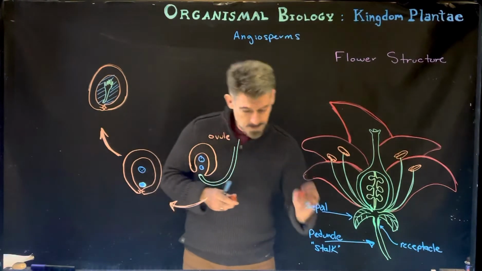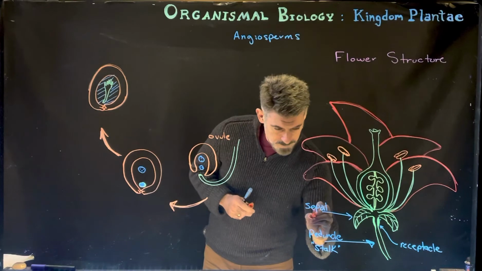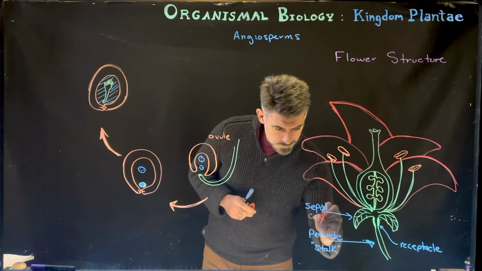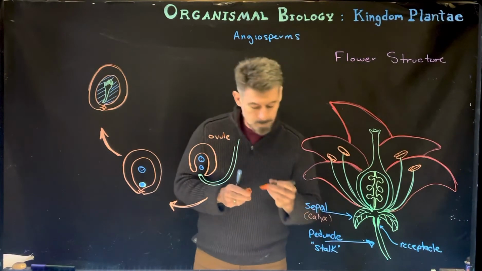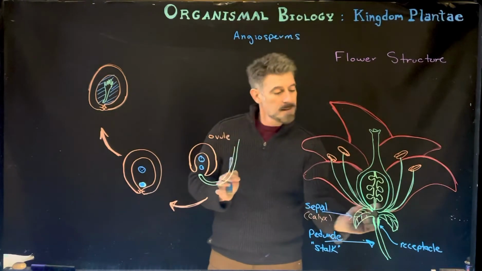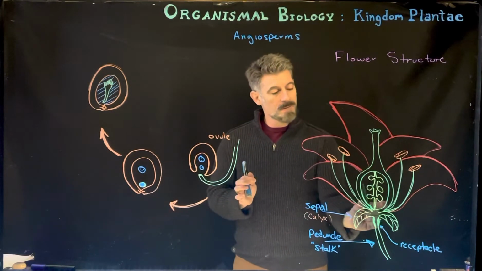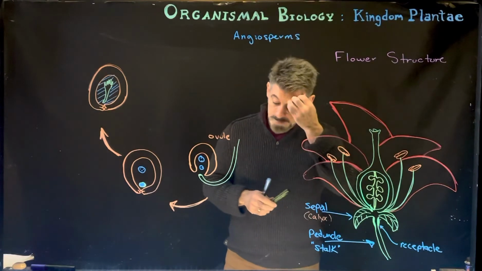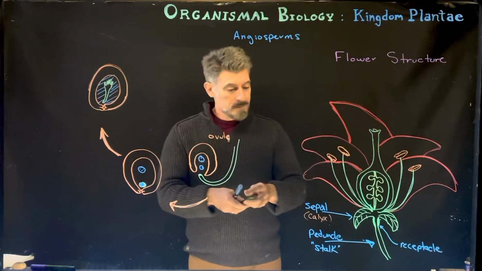All right. So sepal, also referred to sometimes as the calyx. Again, it covers the bud and then it opens up and it's like little green leaves that look like they're at the very base of the flower. Then you have the petals.